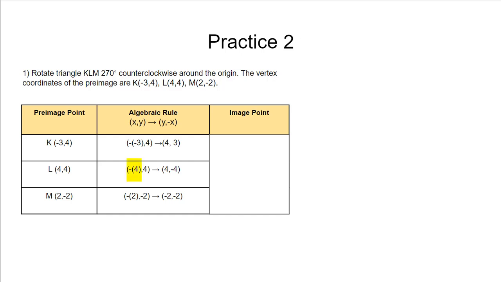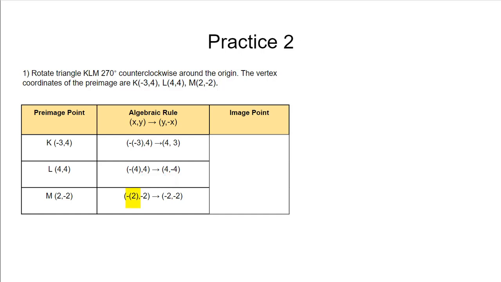For point L, both values were positive, 4, 4. So for the x value, we're going to make that a -4, and then we have to switch them so that the first coordinate will be +4 and the second coordinate will be -4.